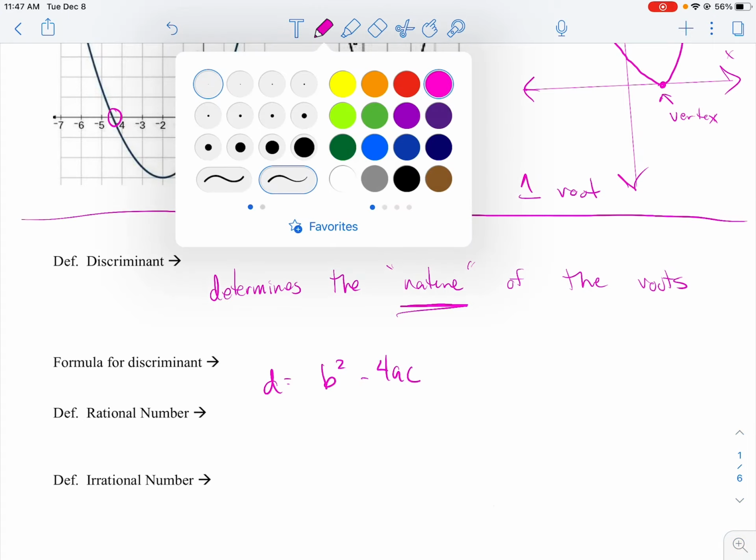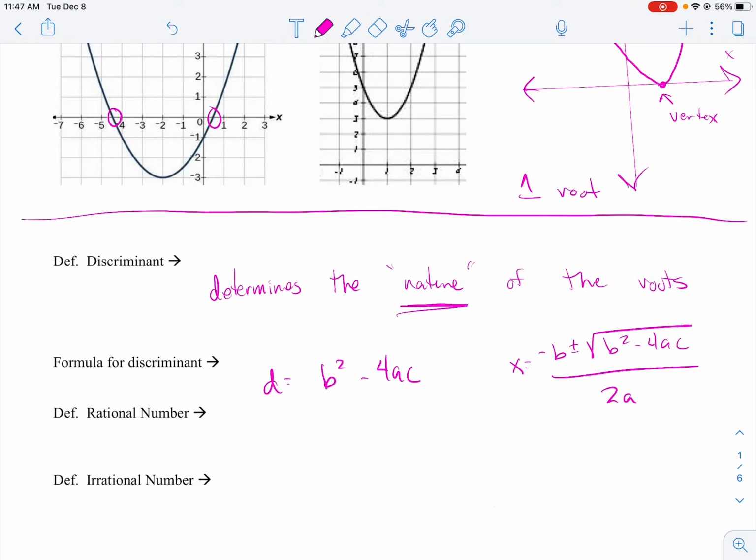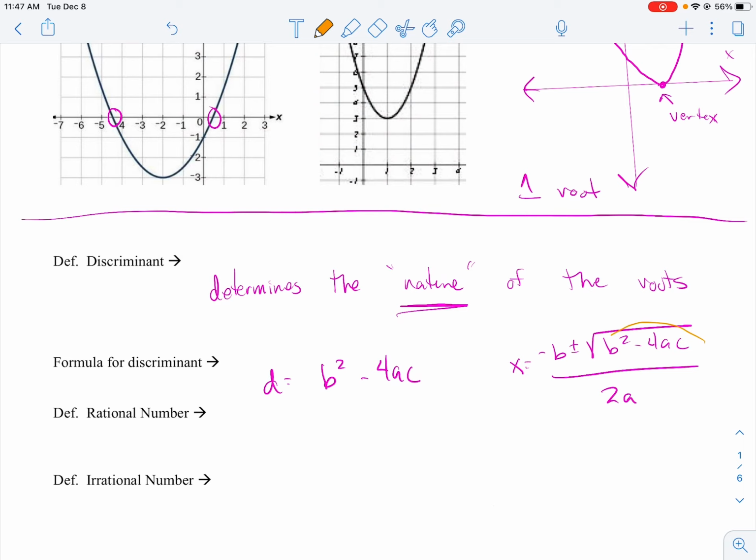And this formula, or at least part of this formula, we have seen somewhere else. More importantly, it's this right here. X is equal to negative b plus or minus the square root of b squared minus 4ac all over 2a. So here, if you examine it closely, you'll see our discriminant is underneath our radical. So a lot of this involves taking square roots. What happens when you take the square root of a number that is a perfect square? What happens when you take the square root of a number that's not a perfect square? And what happens when you take the square root of a number that is negative?